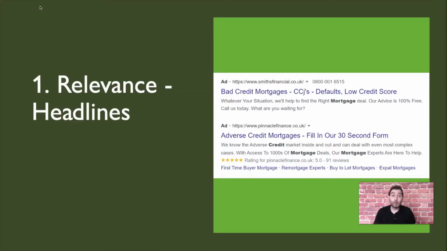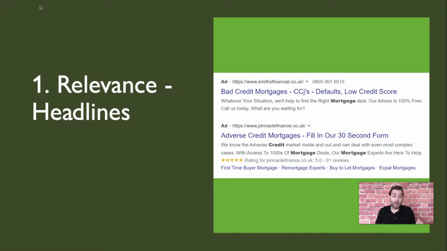The first and probably most important thing is to make sure that your ads are always relevant to whatever keyword you're bidding on. The reason for that is we want to ensure that when someone searches for a particular thing on Google, they see that same search term that they've typed in reflected in your ad. So in this example here, I've shown 2 adverts which came up when I searched on Google for bad credit mortgages.